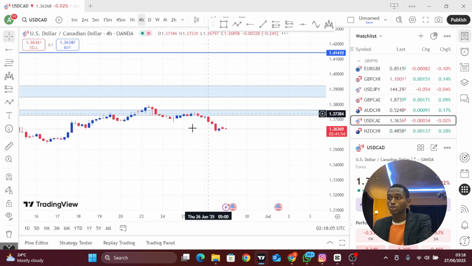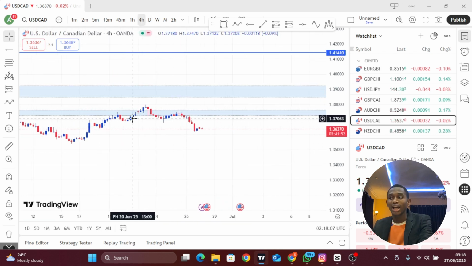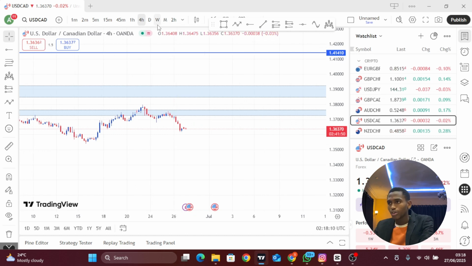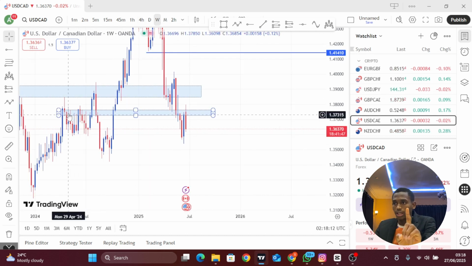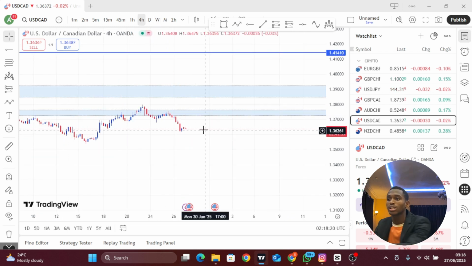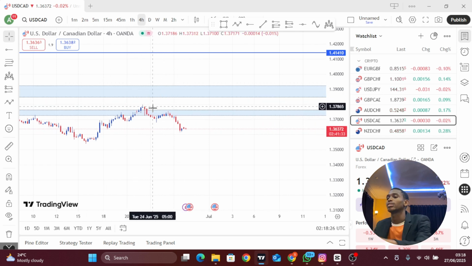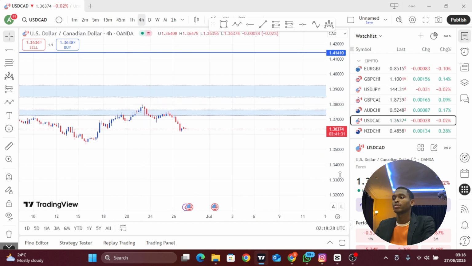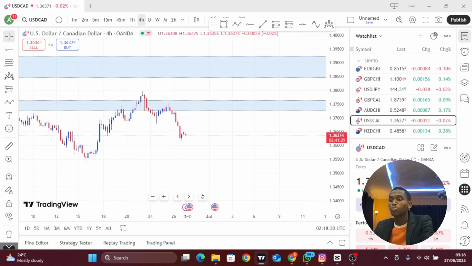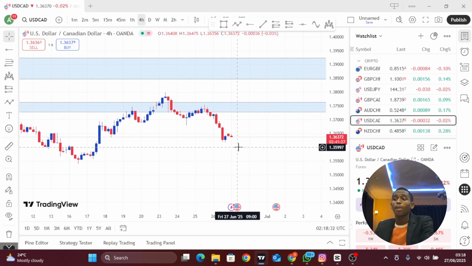Then if we now go to the 4 hours, remember this is under a major key level. Remember that key level I drew on the weekly time frame, this key level right here. You see it touched here, has come back to touch here. Now if we come to the 4 hours, we see it is directly under this key level. This is so mandatory, this is so important. It is directly under this key level.